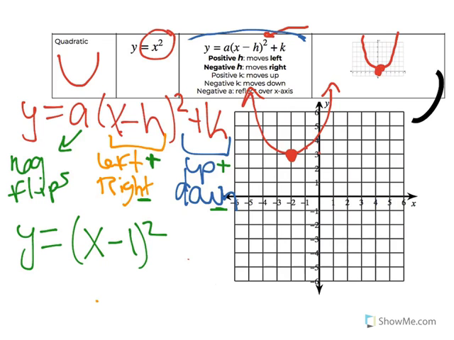So in this example, we have y equals x minus 1 squared. There's nothing out here. That means we're not going up and down at all. This minus 1 on the inside is going to move us to the right 1. So we move our graph to the right 1. We're not going up and down at all. So this is our vertex. And then that's going to be your U shape.